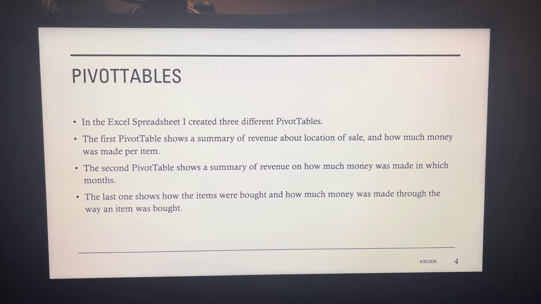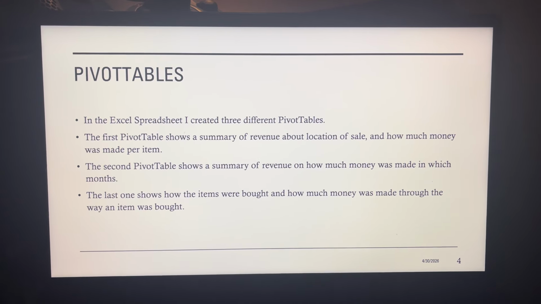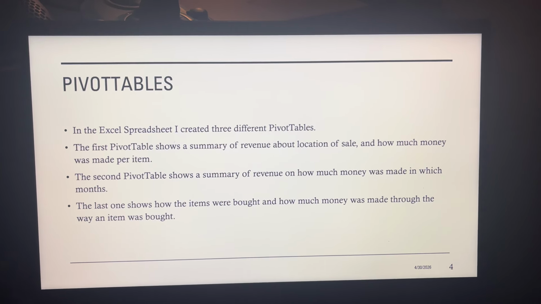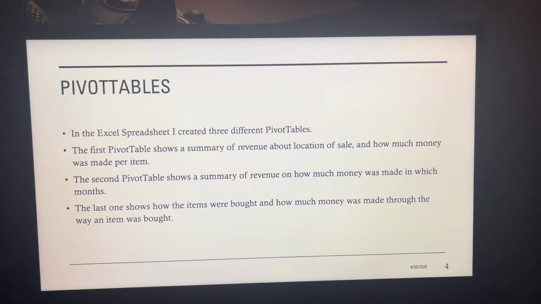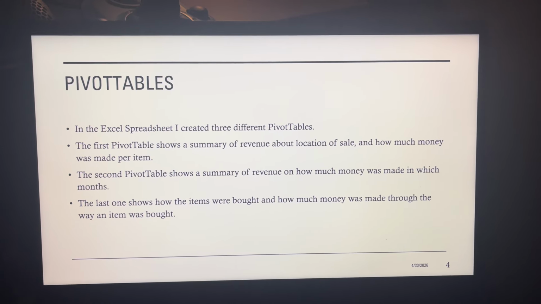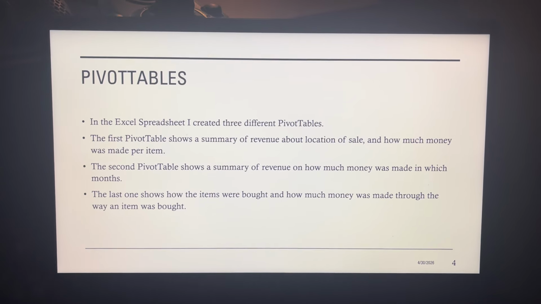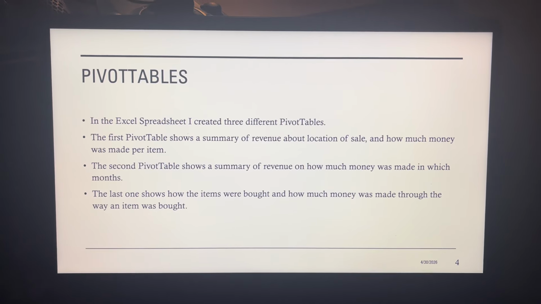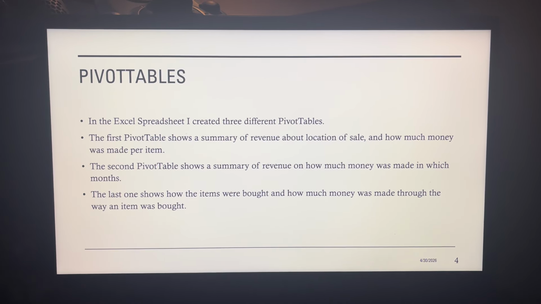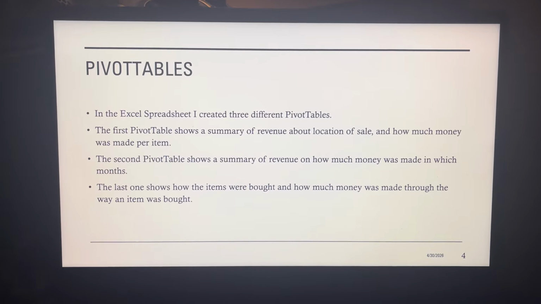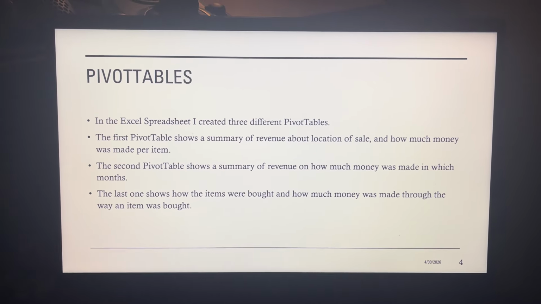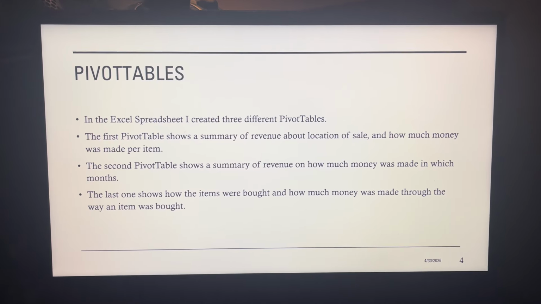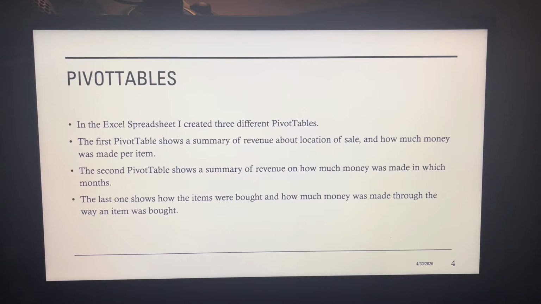The pivot tables I created. The first one showed how much revenue was made from different locations, the north, east, south, and west, and how much was made per item in total. The second one was how much money was made in what months, January through December. And lastly, the last pivot table showed how much money was made via each item. So for example, if 100 laptops were bought, how much money was made from every laptop being bought, so the total revenue from the total items.